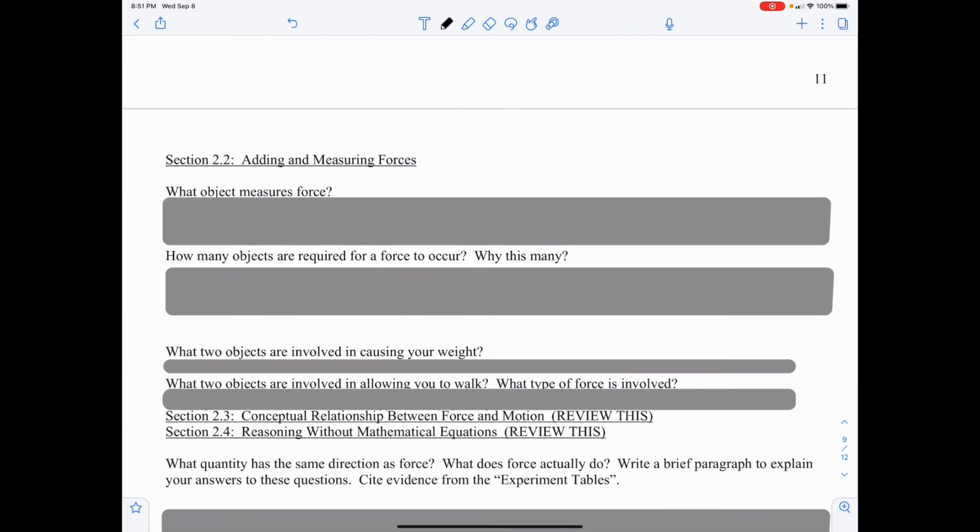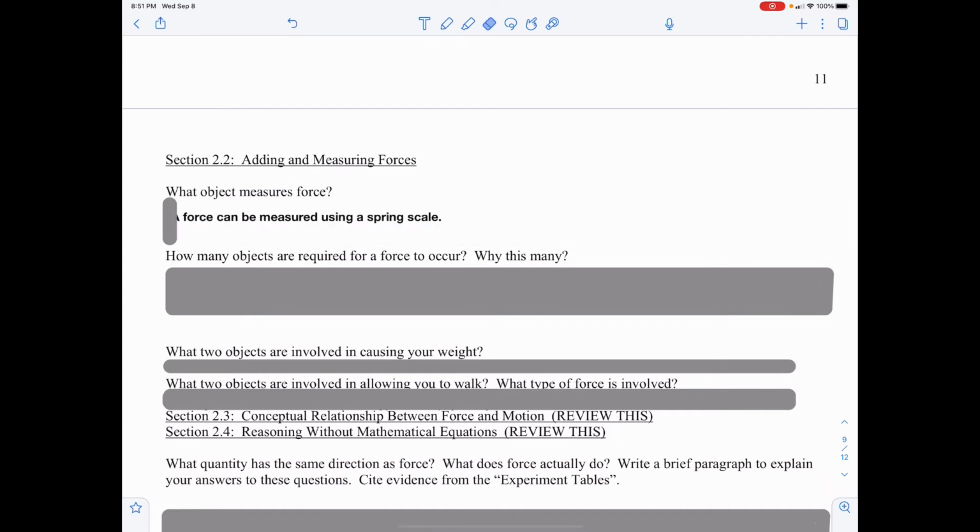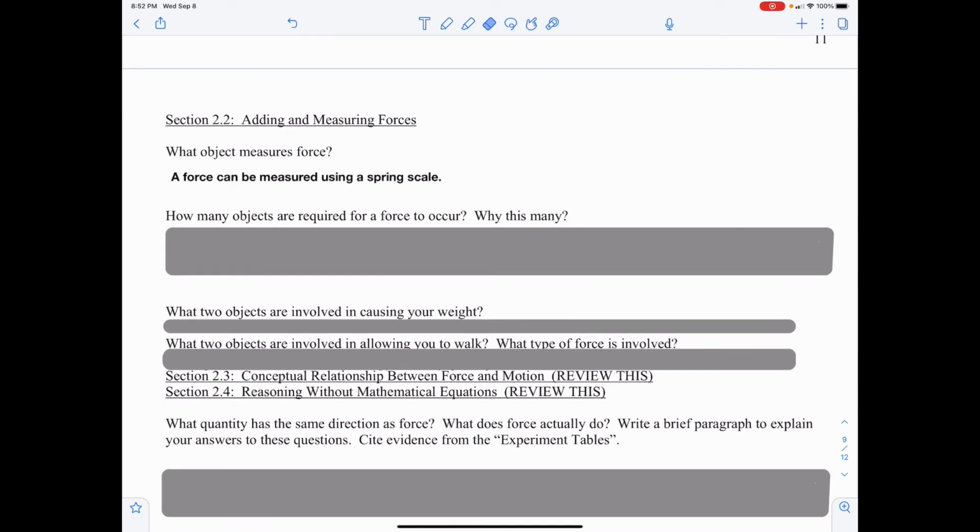Section 2.2, adding and measuring forces. What object measures force? Well, we're going to use these in class to measure forces, and they're called spring scales. And the way they work is using the concept of a spring force. The amount of spring force that you pull is balancing the weight, or not necessarily the weight, but the force that you're trying to pull it. So the force on the spring usually balances the force you're trying to measure. Sometimes that force will be friction, sometimes it'll be weight. It's going to vary according to how we need to use it. But a spring scale is a great way to measure forces.